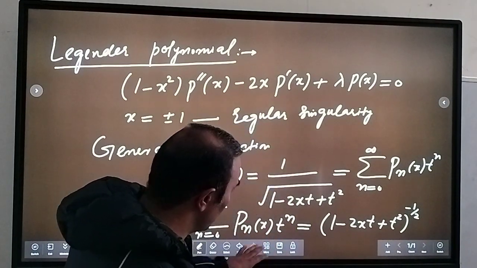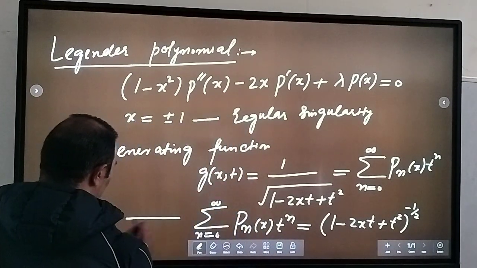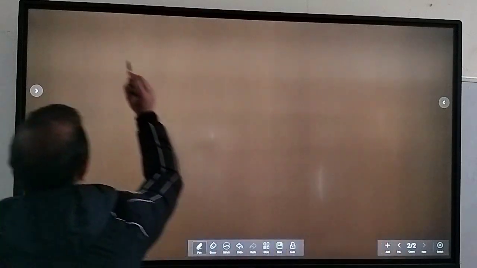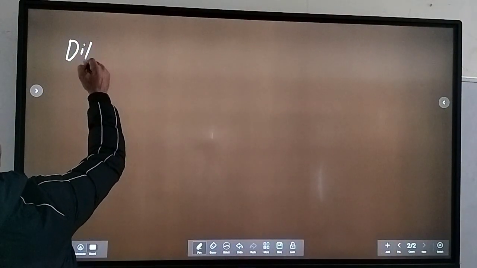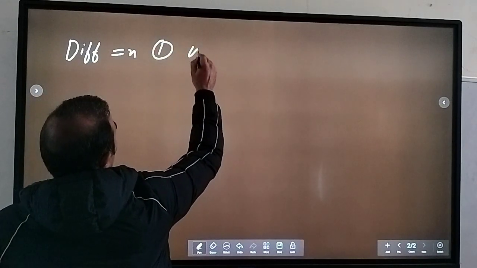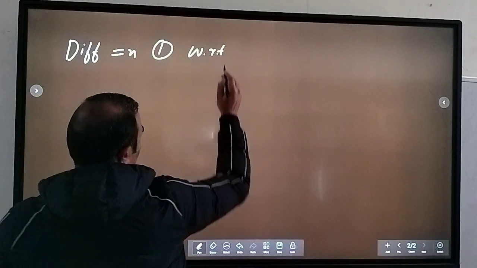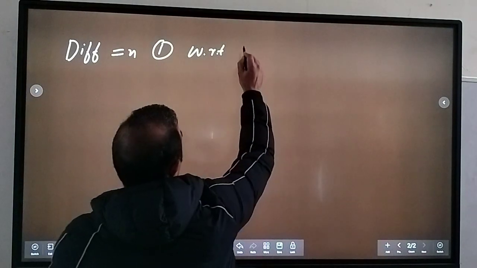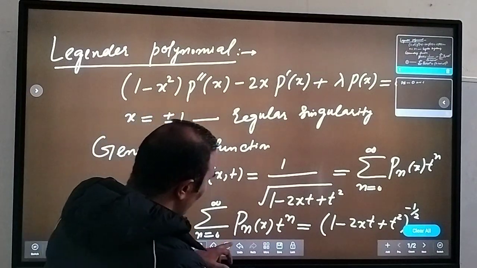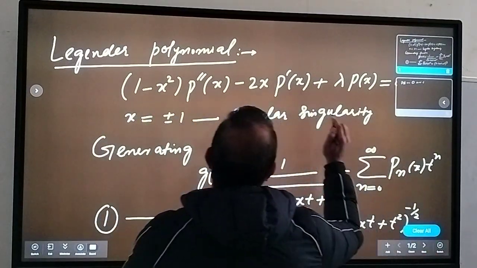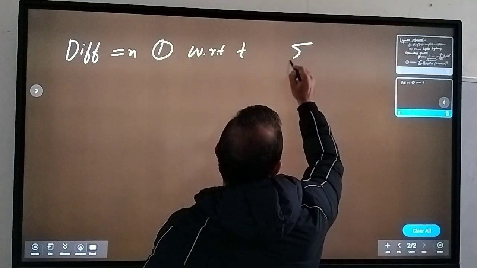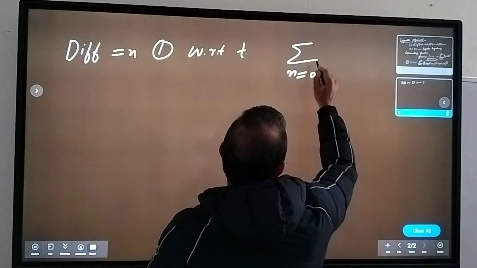Firstly, let us differentiate this equation, suppose equation A. You know that this is our Legendre polynomial, so let us write this as the summation, where n starts from 0 to infinity.